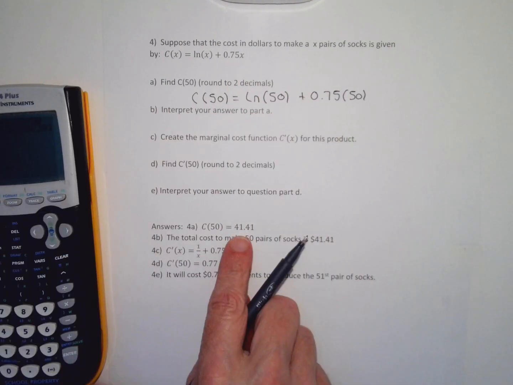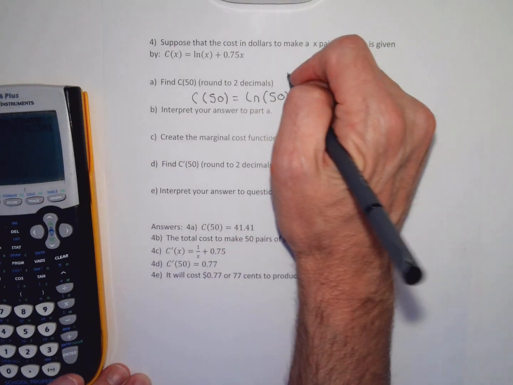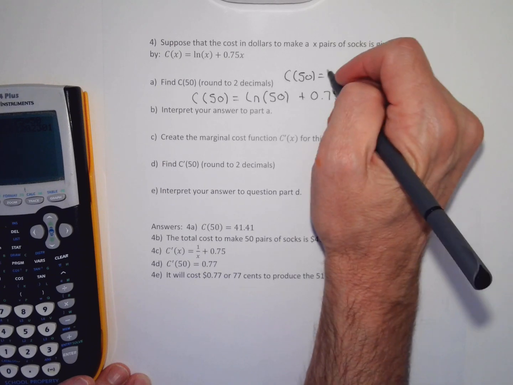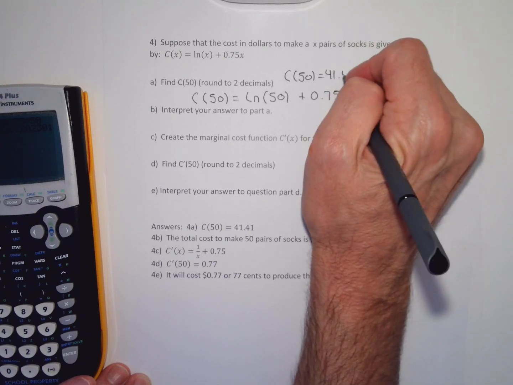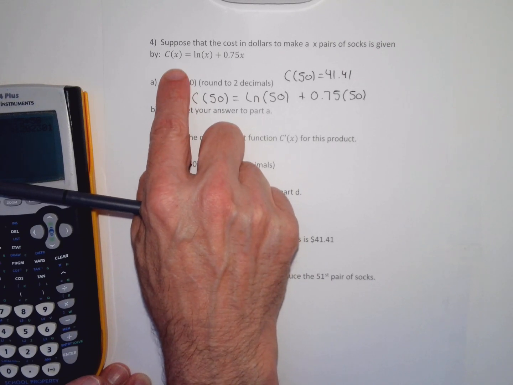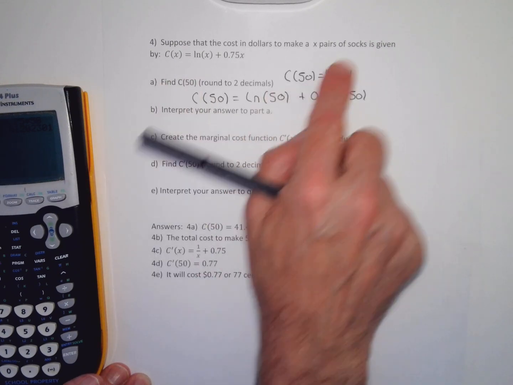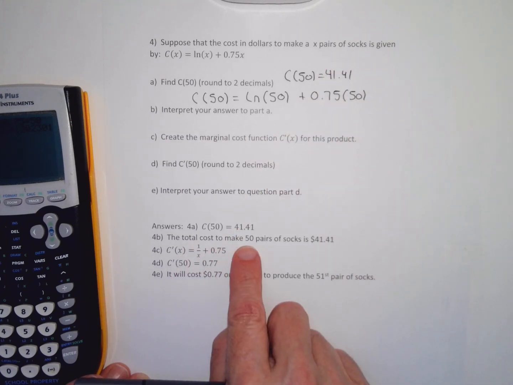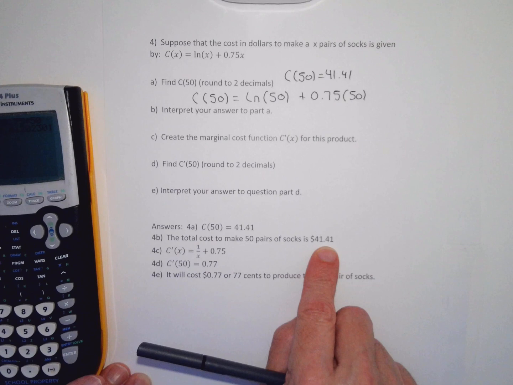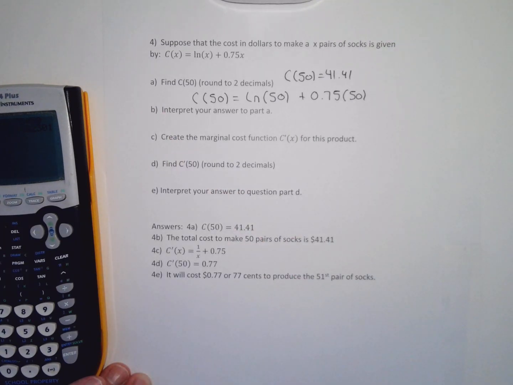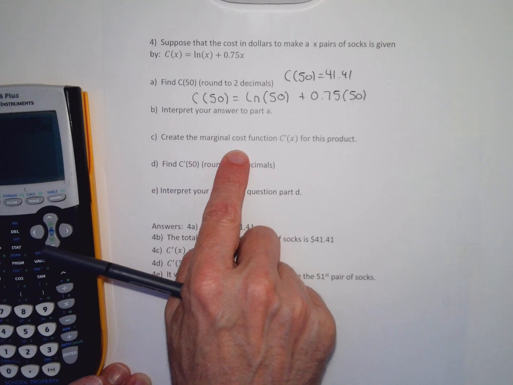So my answer to part A is C of 50, rounded to 2 decimals, is 41.41. Now let me interpret that. Well, this C represents the total cost to produce 50 items, in this case 50 pairs of socks. So I wrote the total cost to make 50 pairs of socks is $41.41. That's my answer to part B. Now I'm going to create the marginal cost function.